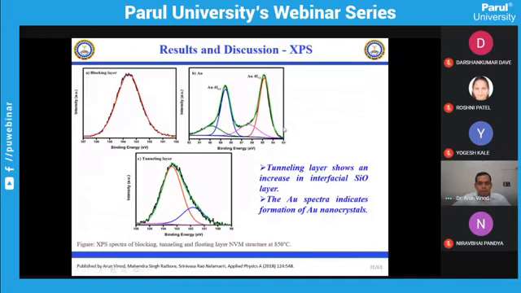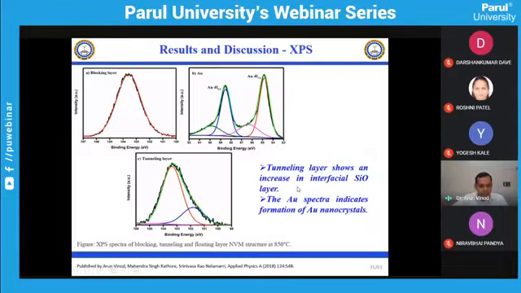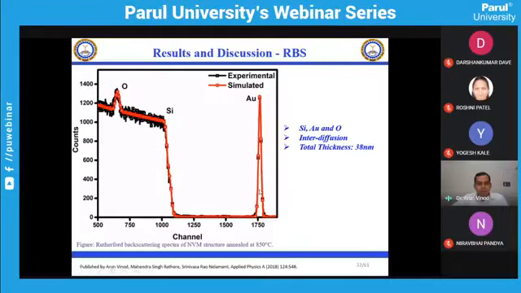So we are going to see the RBS results. The RBS results also confirm the formation of the SiO2 gold layer, and also show the interdiffusion, just like in the tunneling layer, that there is a small formation of SiO with the SiO2. In the simulation, the total thickness was also estimated to be around 38 nanometers.